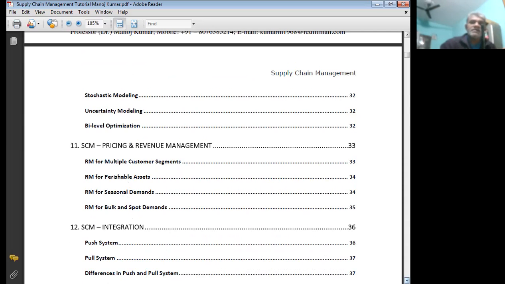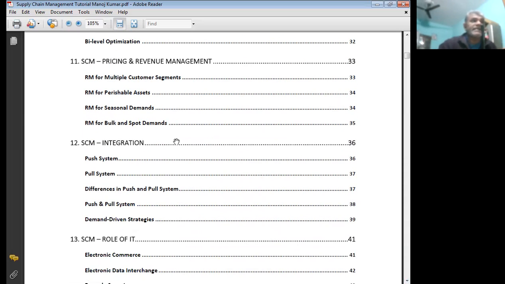Then supply chain management integration: push system and pull system. Push system and pull system, differences between push and pull systems. What are the differences between the push system and the pull system? Push and pull system, demand driven strategy. What are the different demand driven strategies? This is to be taken up in supply chain integration.